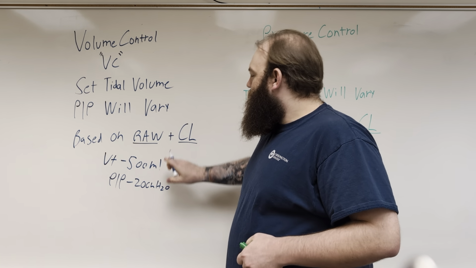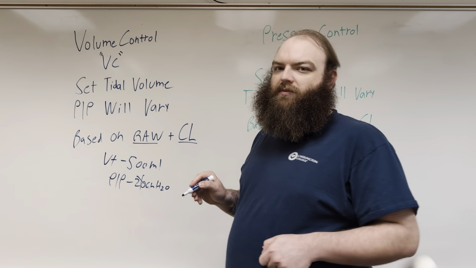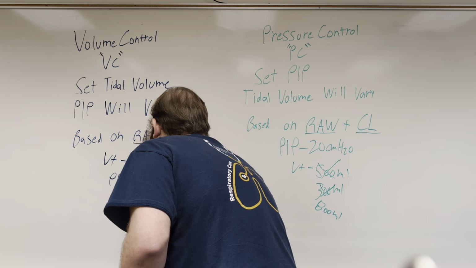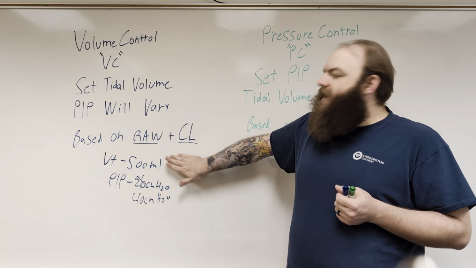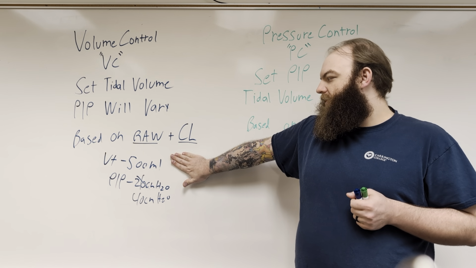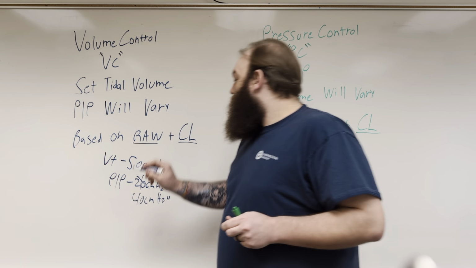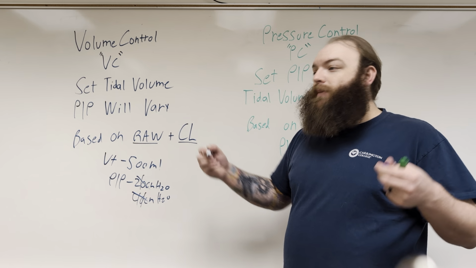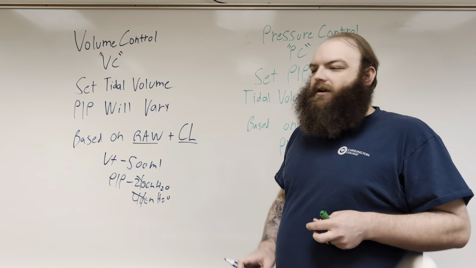So let's say these lungs become stiff and rock hard. It's not going to take 20 centimeters of water pressure. It might take 40 centimeters of water pressure. It's going to give whatever pressure necessary to deliver that 500 mils. And just like with pressure control, it can go the other direction too. If their lungs become more compliant, floppier, it's still going to give the same 500 mils, but it's going to do it at a lower pressure.